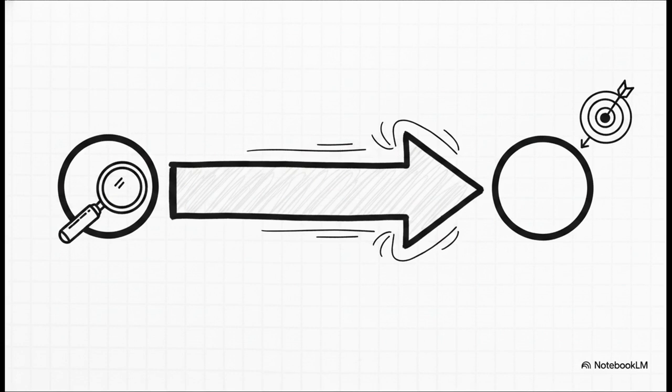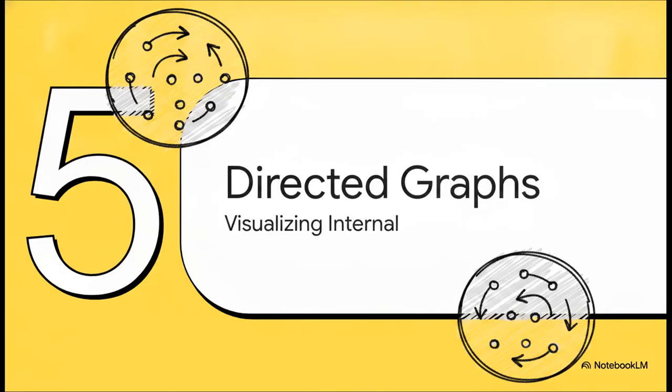But hey, what happens if a set has a relation with itself? Like, what if we don't have a separate set A and set B, but just one single finite set interacting with its own elements? That takes us to Section 5, visualizing with directed graphs.